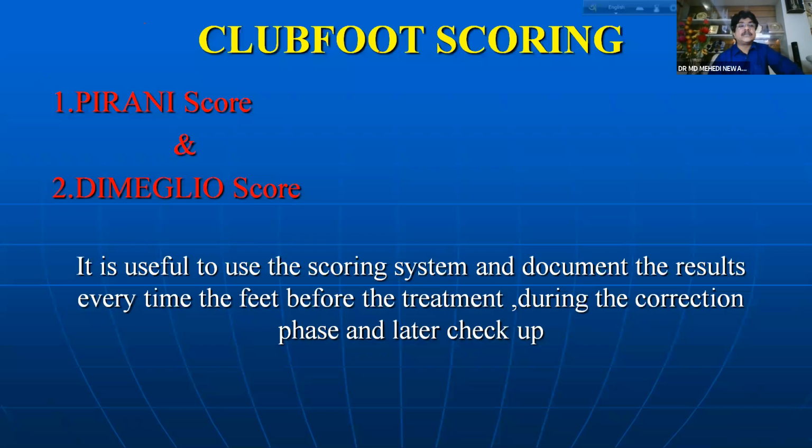Clubfoot scoring is very important: the Pirani score and the Dimeglio score. It is useful to use the scoring system and document the results every time the child is seen, before the treatment, during the correction phase, and at later checkups.